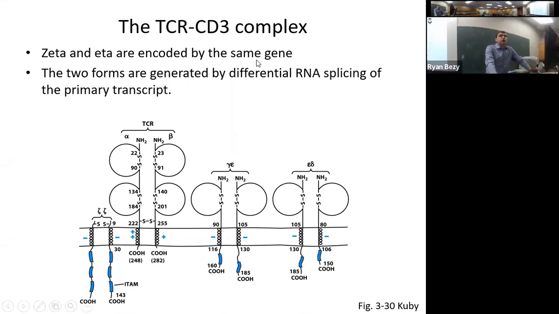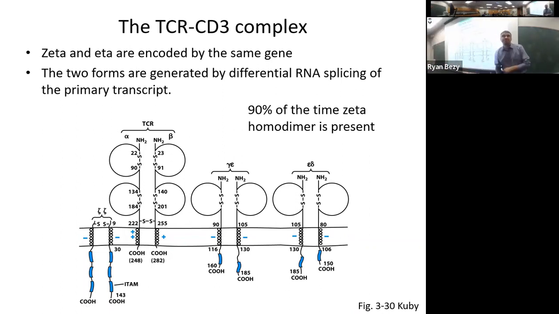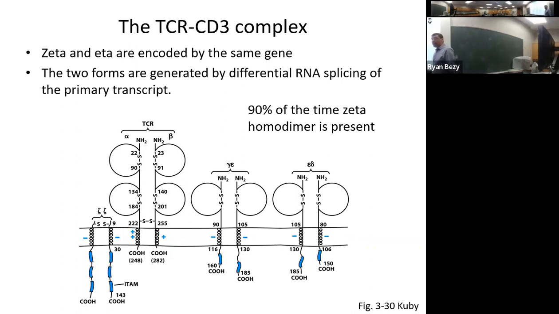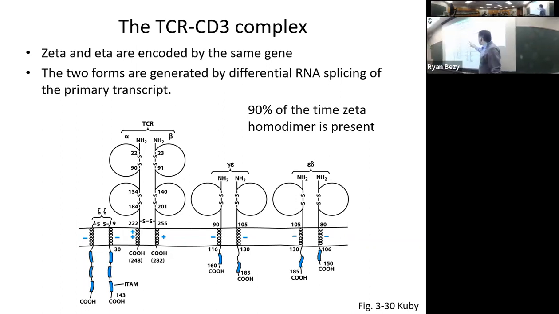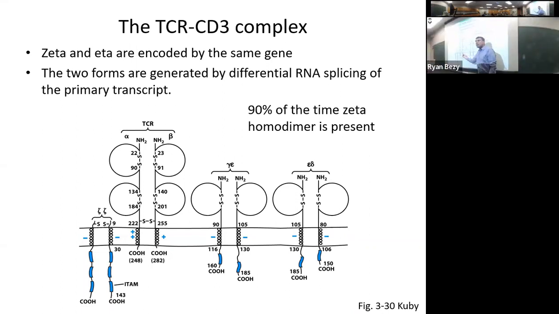Zeta and eta are actually encoded by the exact same gene, but the two forms are generated by differential RNA splicing. And about 90% of the time you get zeta-zeta, and about 10% of the time you get eta-eta. But usually the CD3 complex consists of zeta, zeta, gamma, epsilon, epsilon, delta. Questions about that? And those are a co-receptor complex that attach onto the T cell receptor. And that's for both the alpha beta T cell receptor, but also the gamma delta T cell receptor.